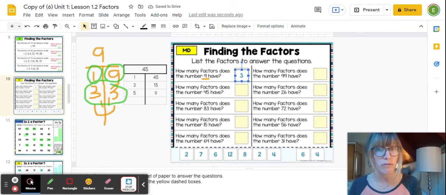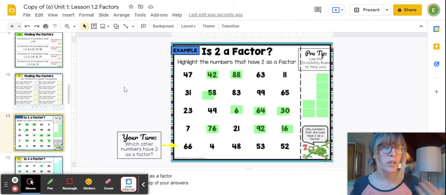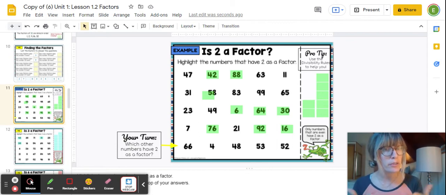Here's my factor T for 45. You can see I have 1 times itself, and then we've gone through and we can see it has 6 total factors. Here you're using what you know about divisibility rules to help you find if or discover if certain numbers have 2 in this case as a factor.